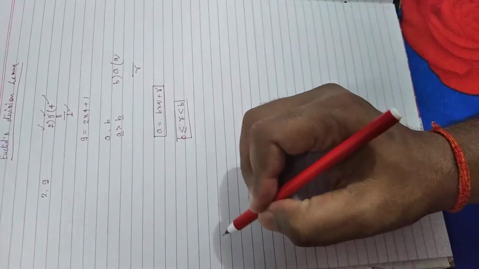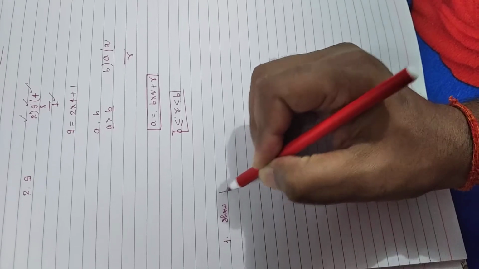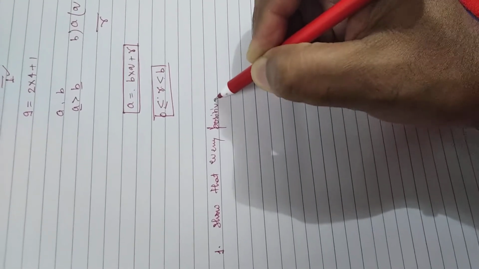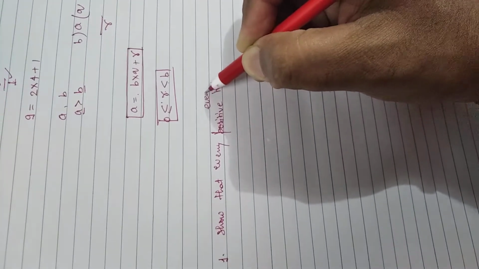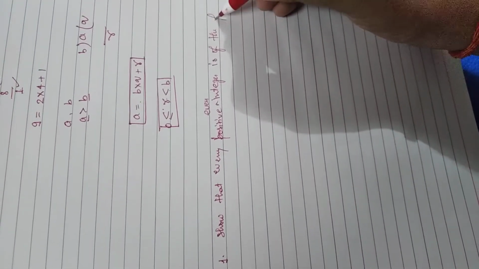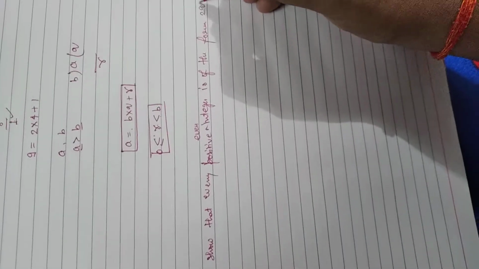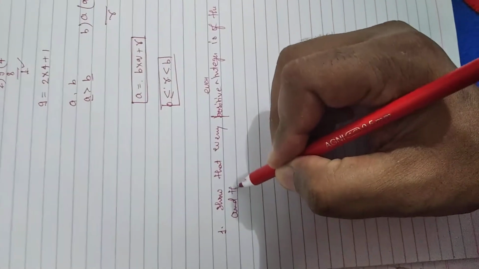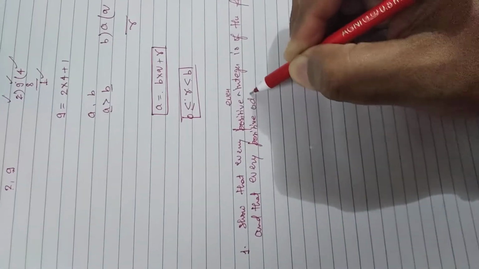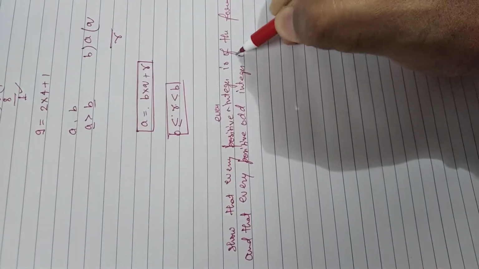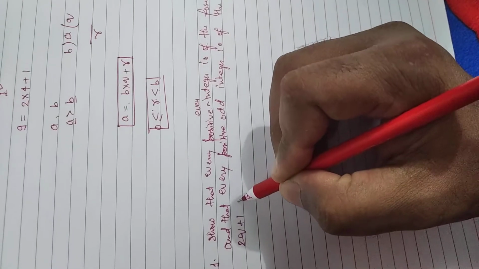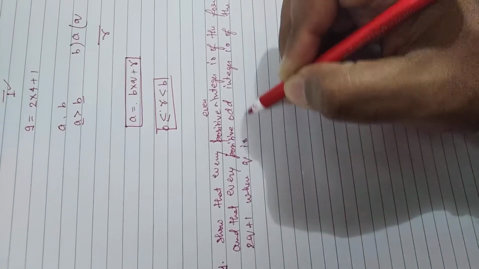Now let's see some problems. The first problem is: show that every positive even integer is of the form 2q, and that every positive odd integer is of the form 2q plus 1, where q is some integer.